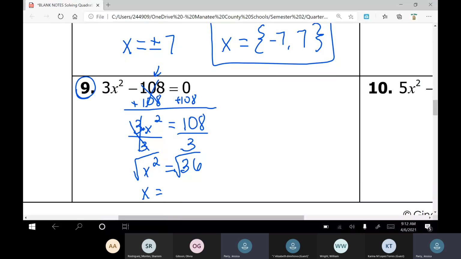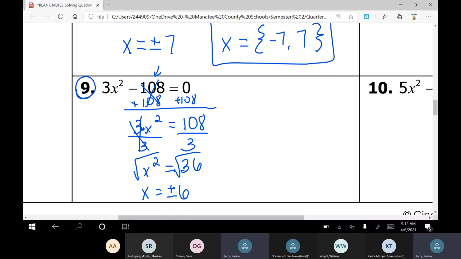What are my two different solutions? You're going to have two different numbers. What's the square root of 36? Positive or negative what? So you can type in the chat as well. Tell me, what's the square root of 36? What times what? 6. So here's my 6, positive and negative 6.